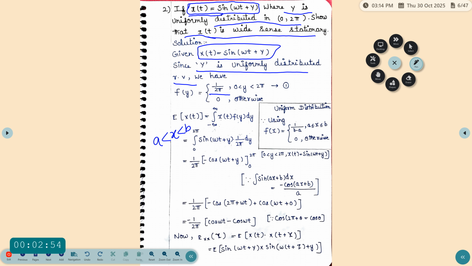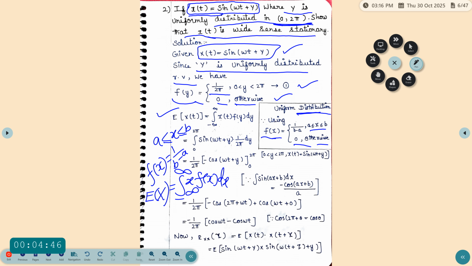So we have to find first the expectation of X(t), based on the formula for the expectation of X. The expectation of X equals the integral from minus infinity to infinity of x f(x) dx, if X is a continuous random variable. Similarly here, the expectation of X(t) equals the integral from minus infinity to infinity of X(t) f(y) dy.